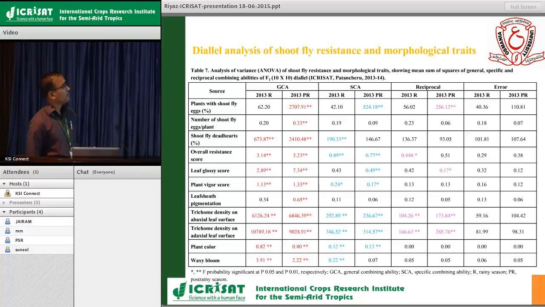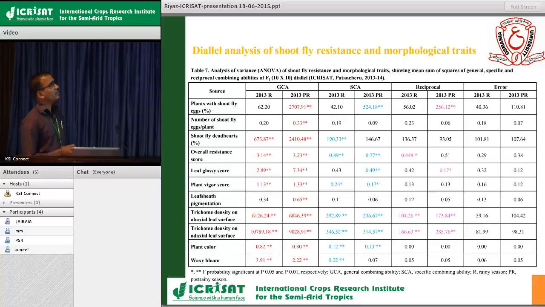Coming to the diallel analysis of the agronomic and panicle traits, here also the same thing: since significant GCA and SCA combining abilities are there, both additive and non-additive gene interactions are involved. For days to 50% flowering across seasons, plant height, 100 seed weight, and panicle compactness, shape, and bloom color, there are significant reciprocal combining abilities, indicating maternal cytoplasmic influence in the inheritance of these traits.